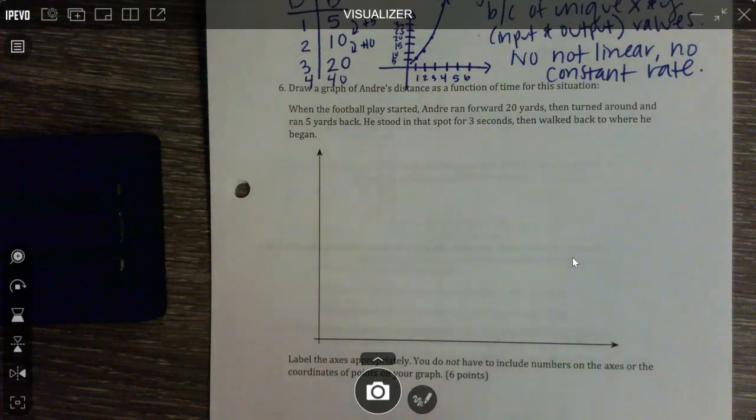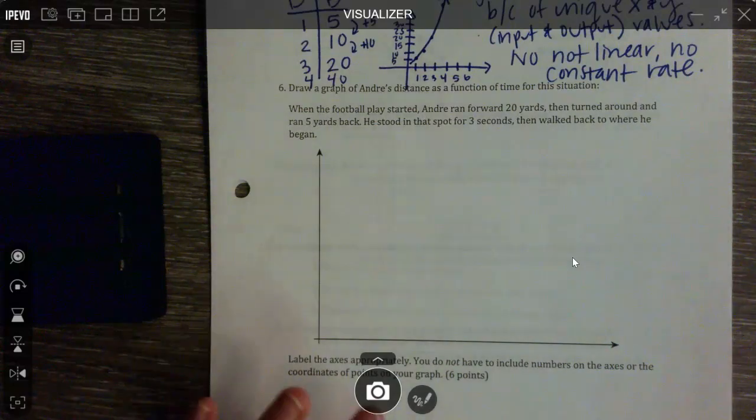For number 6, you're supposed to draw a graph of Andre's distance as a function of time for the situation. When the football play started, Andre ran forward 20 yards, then turned around and ran 5 yards back. He stood in that spot for 3 seconds, then walked back to where he began.